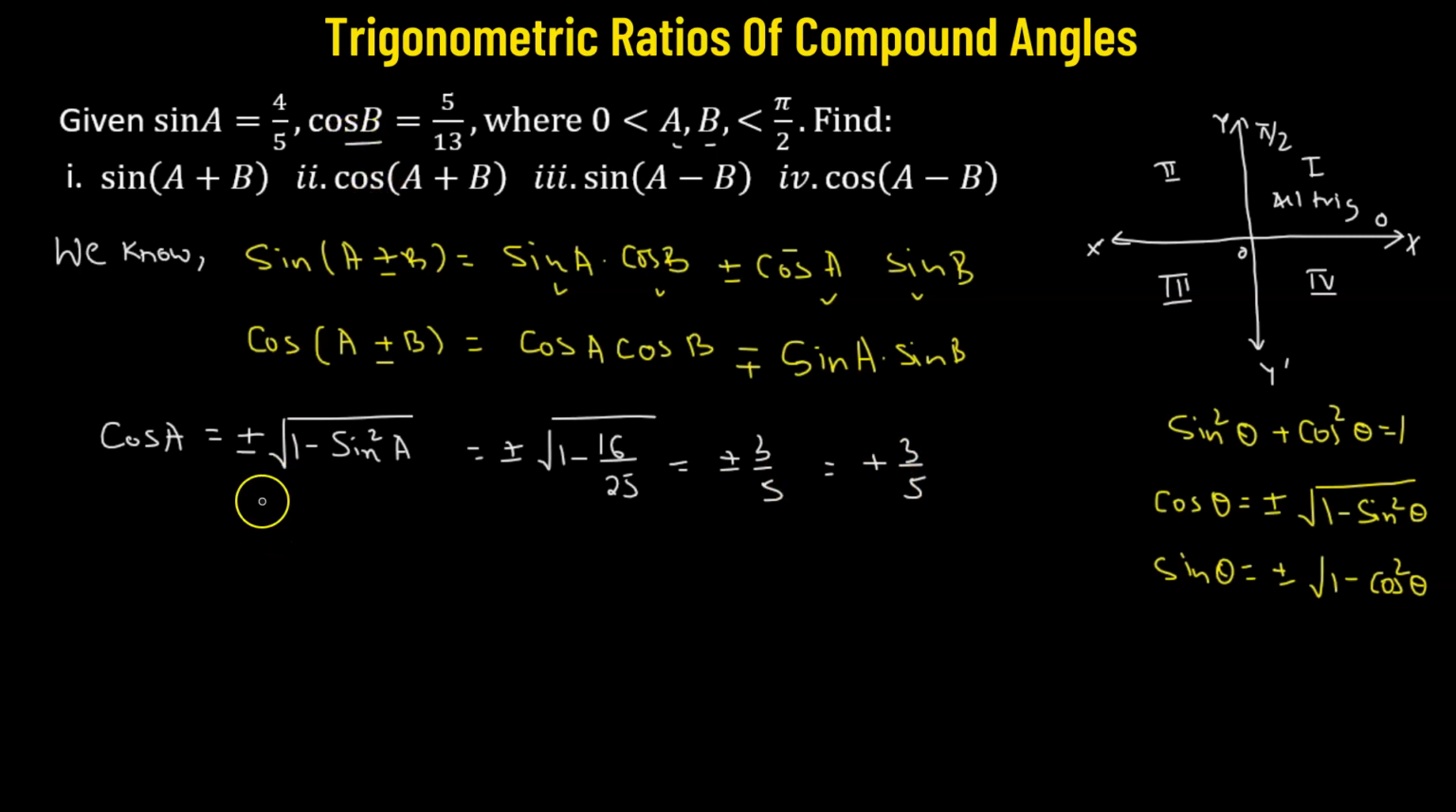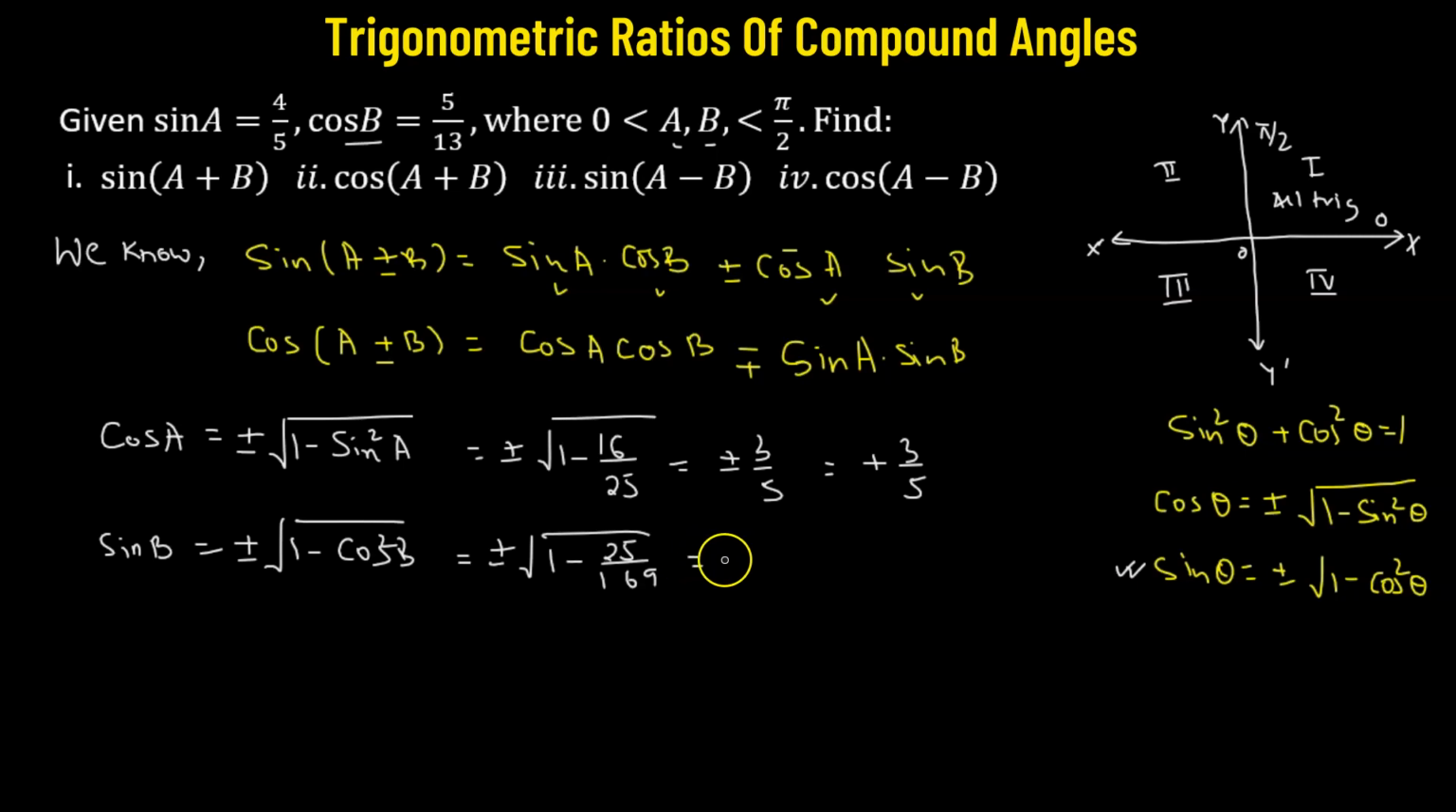Now using the value of cosine B, we can find out the value of sine B. So sine B will be plus or minus square root of 1 minus cosine squared B. So this is equal to plus or minus square root of 1 minus, cosine of B is 5 over 13, so squaring it gives us 25 over 169. Solving this, we get plus or minus 12 over 13. Again, we are getting two values, one positive and the other negative. Since we are in the first quadrant, sine of B will assume only the positive value. So that's 12 over 13.